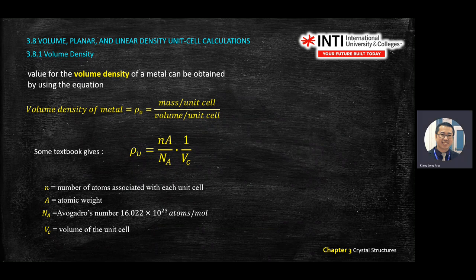So in the exam or final exam, if we ask you to calculate volume density, you give the definition first. What is volume density? Mass per unit cell divided by volume of the unit cell. Then only you give this formula: rho equals n times A divided by V_C times N_A, the volume of the unit cell. Then the next one will give you an example of how to apply this formula.